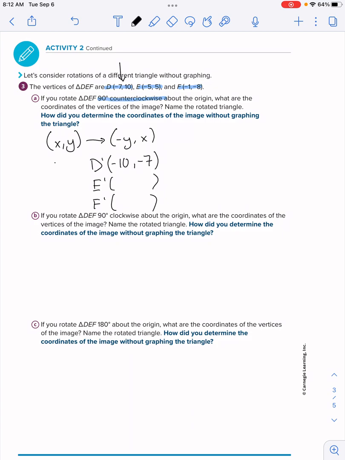Okay, next one, for E, we have negative 5, 5, so let's switch them, 5 and negative 5. But let's make the y value the opposite. It was positive 5, now it's a negative 5.